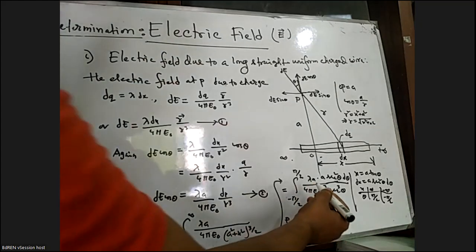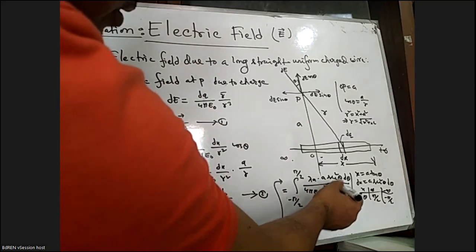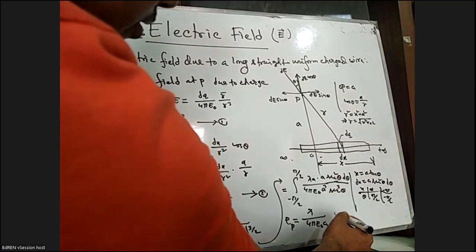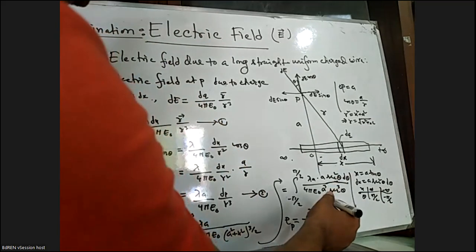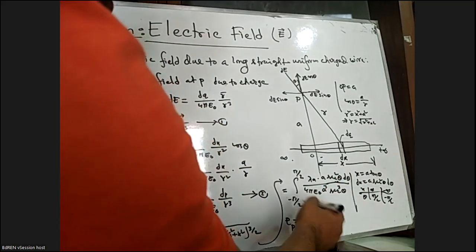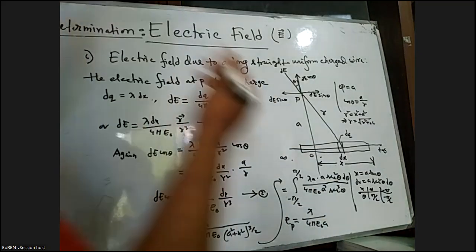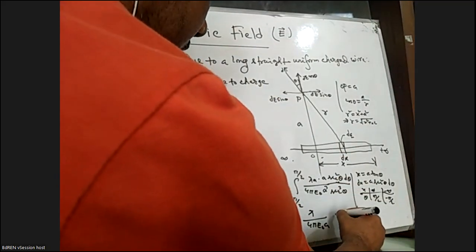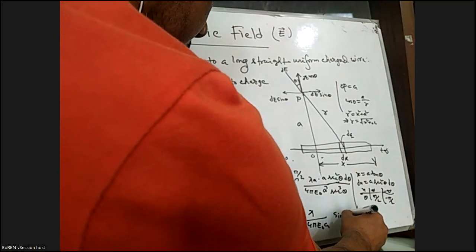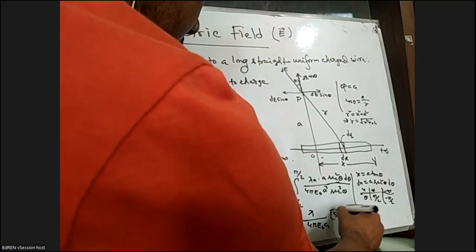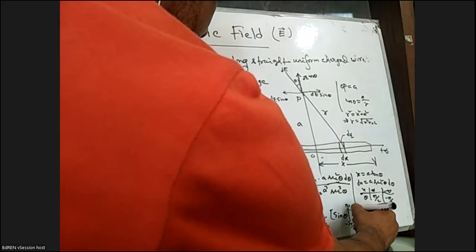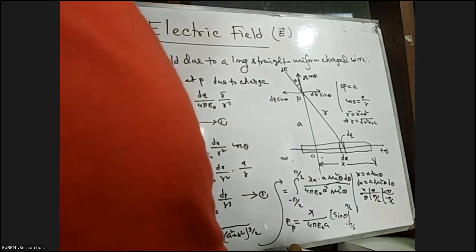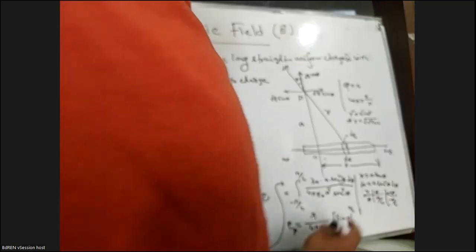From here, sec square theta will be cancelled. So 1 by sec theta means only cos theta. So integration of cos theta will be sin theta, and the limit will be minus pi by 2 to plus pi by 2.